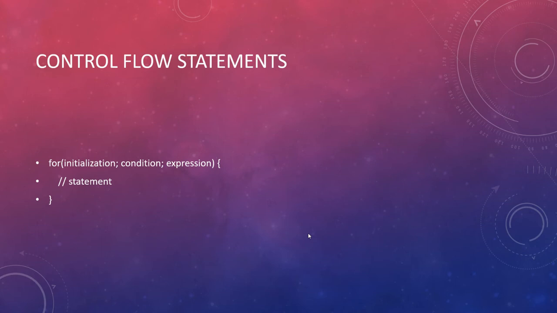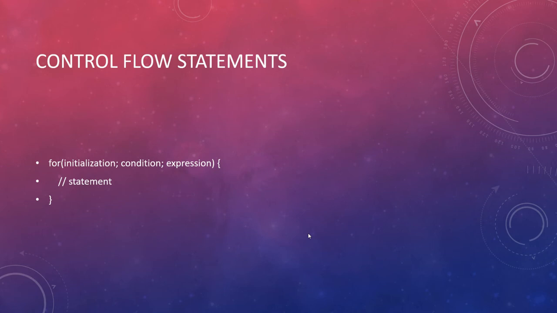Second is the condition. The condition is an expression that is evaluated at the end of each loop iteration. If the condition is true, then the statements in the loop body will execute. So the condition will be counter is less than i.length, or any variable dot length. That will be the last thing. If the length is 10, the loop will go up to the 10th position.